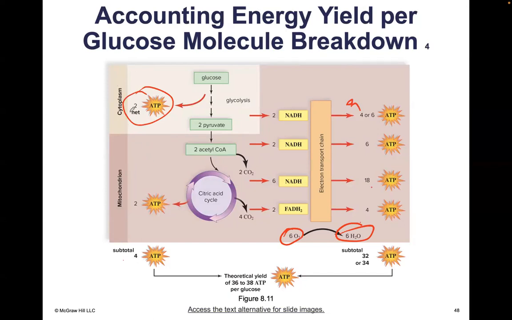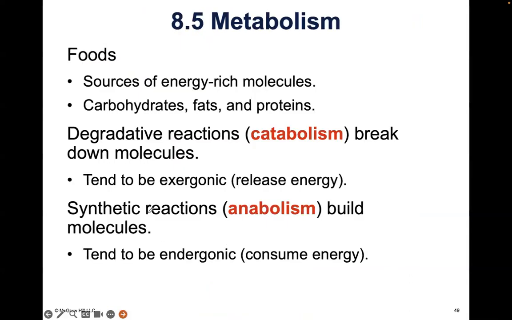That is the reason why it says 36 or 38 in total. The net you have during glycolysis is 2, and during the citric acid cycle you've got another 2 in the mitochondria. The rest is done only in the electron transport chain. So 4 plus 32 or 34 will give you a total of 36 or 38 ATPs, theoretically. Now let's move on to the next stage.